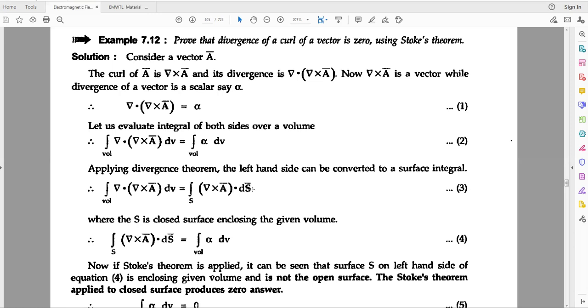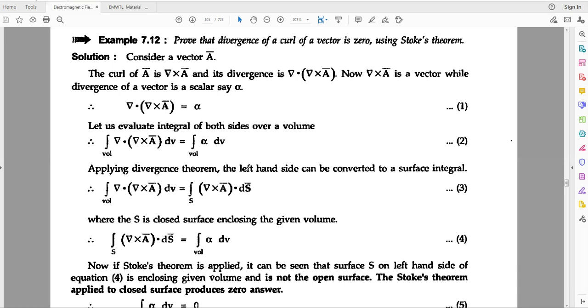Okay, del cross dS bar. Whenever a volume integral is converted to a surface integral, del dot (del cross A bar) dv is equal to the function we have here, that you can take as del cross A bar dot dS. Once again, I will explain here.